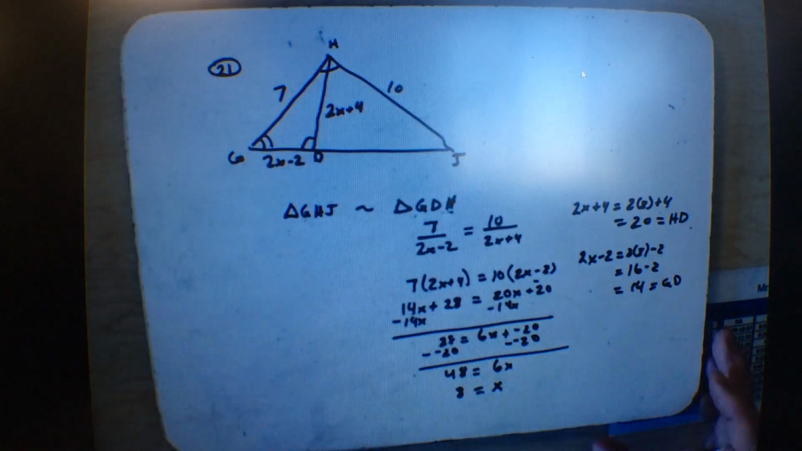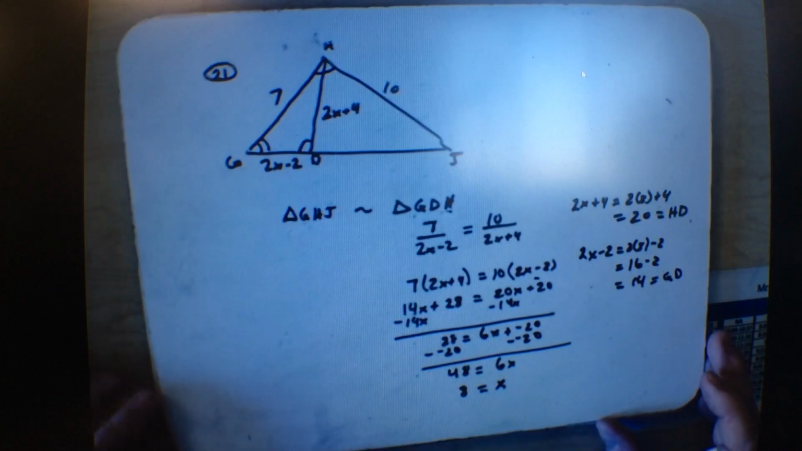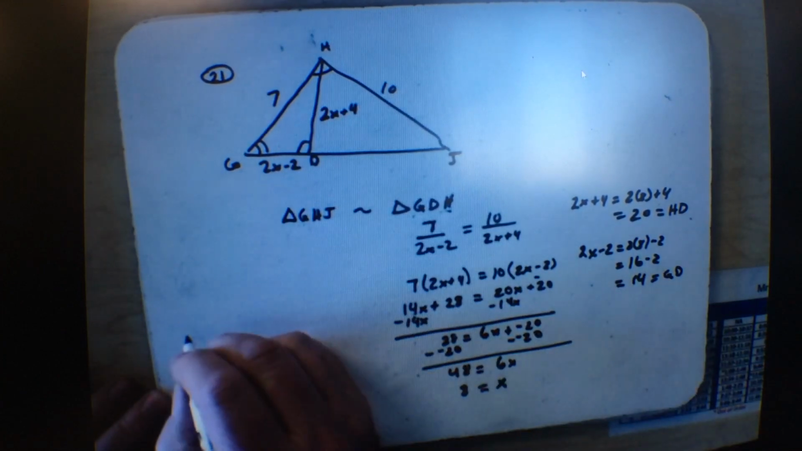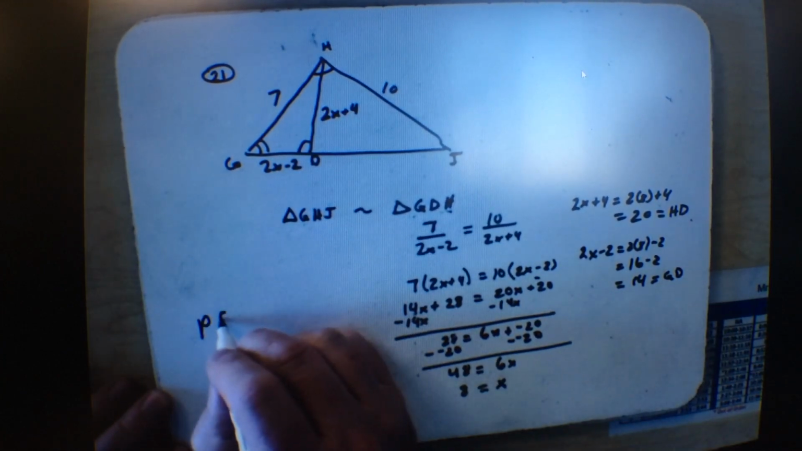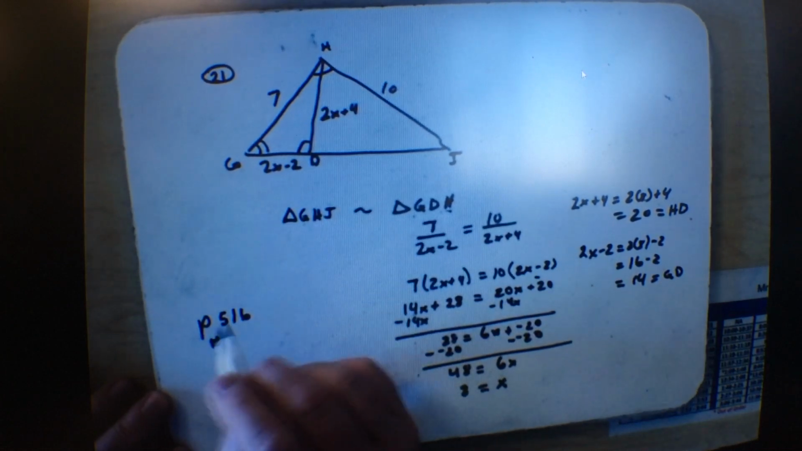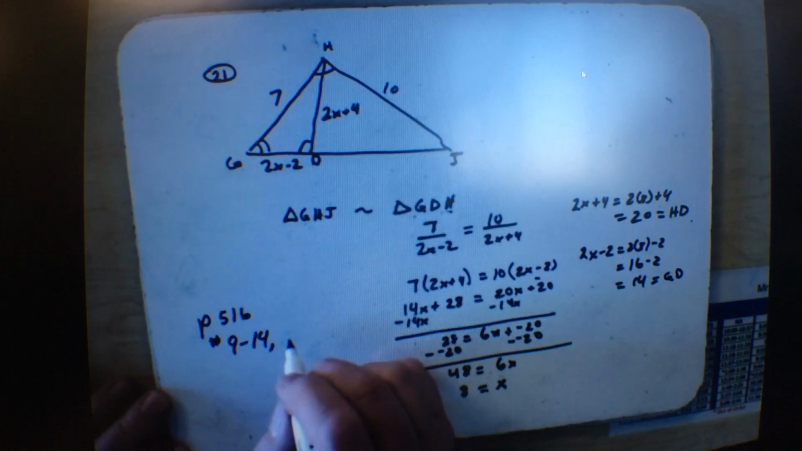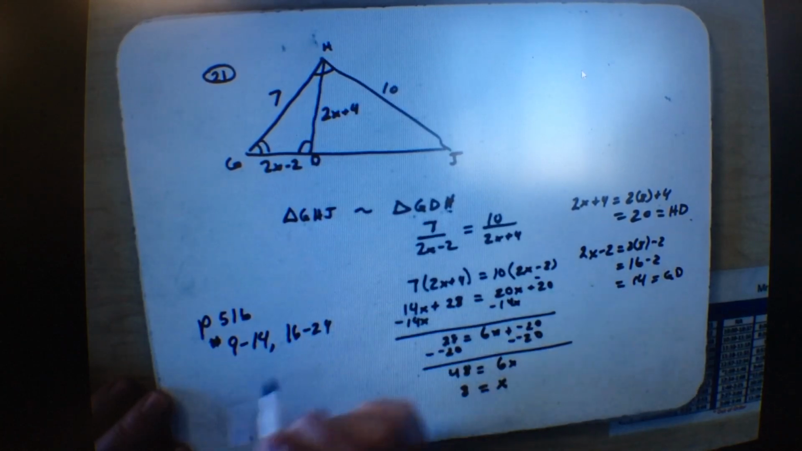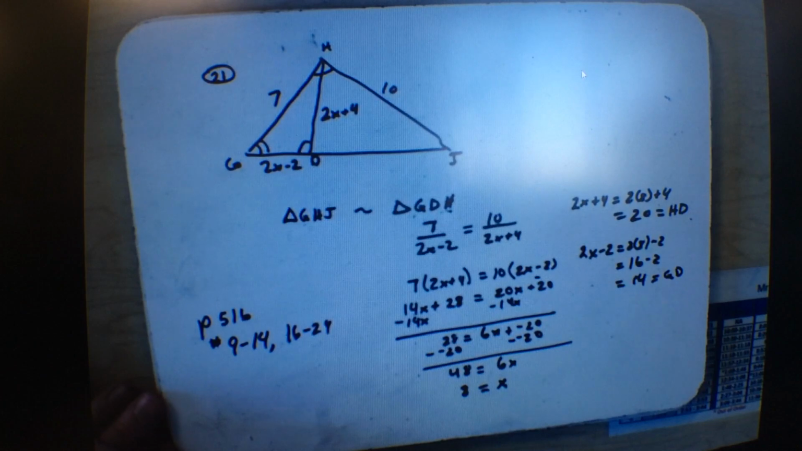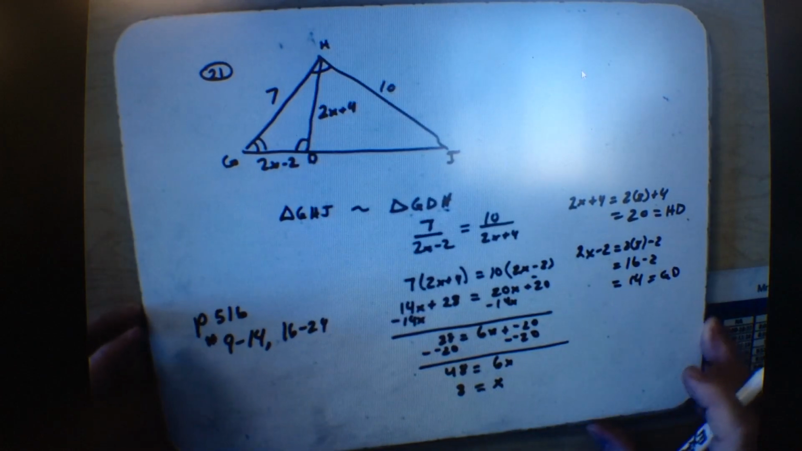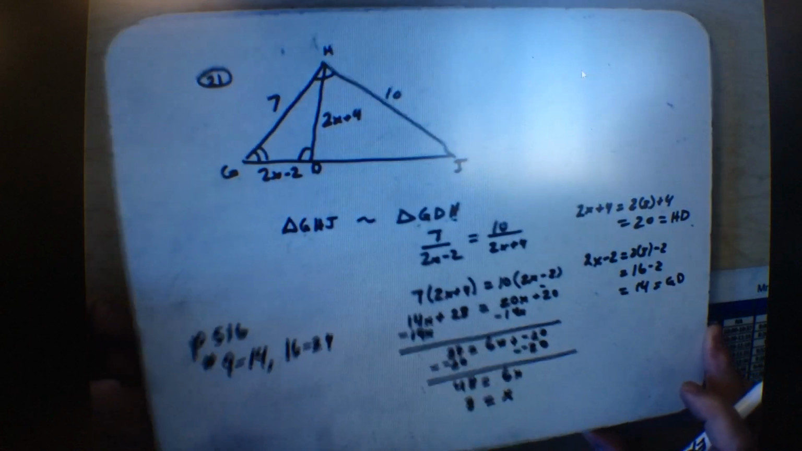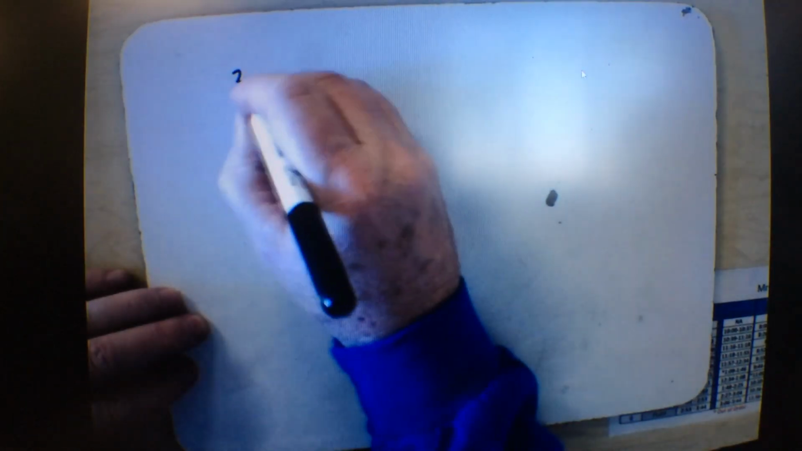Just to finish this out, your assignment is page 516, numbers 9 through 14, 16 through 24. You do have a couple story problems there. I can do one for you. We can do number 23 real quick. If we get a minute here, let's take a look at 23. You can work it with me.